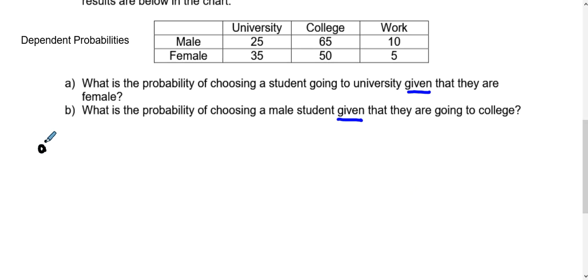So we're going to look at part A. The question now is, what has to be my independent or dependent variable? Well, sometimes it's written in the question. Probability of a student going to university, there's my B, B is university, because B has to come first with the given that they're female.